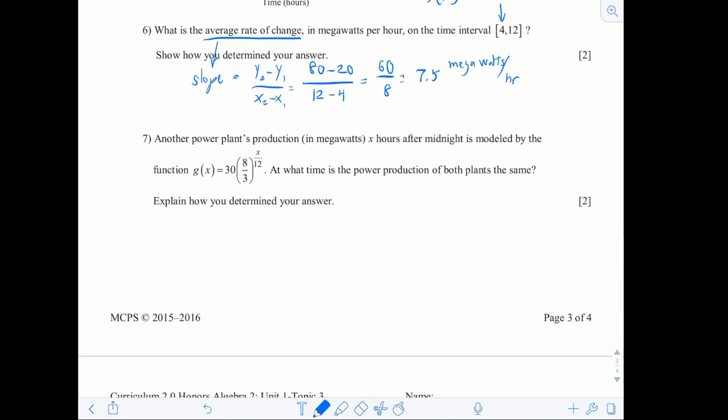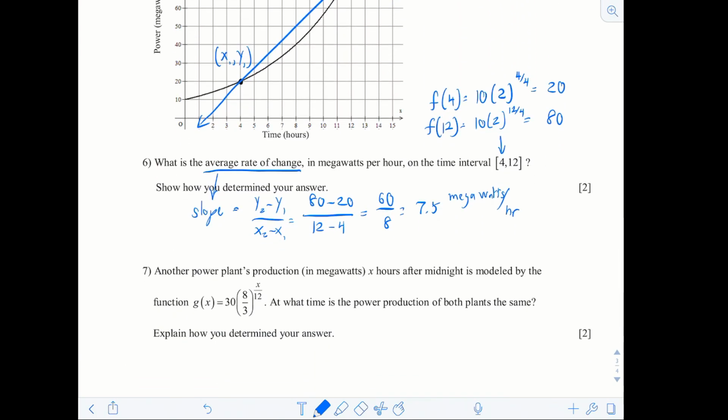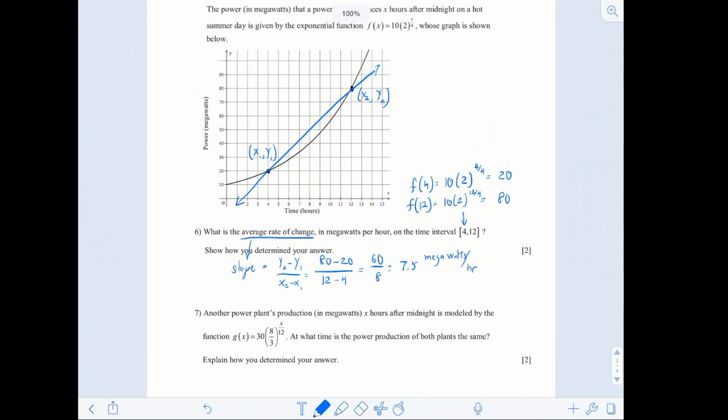Okay, so another power plant produces, x hours after midnight, is modeled by that specific function. At what time is the power production of both plants the same? So explain how you determined your answer. So since we actually have both of the two equations, right, we can actually graph both of these and then just set them equal to one another.